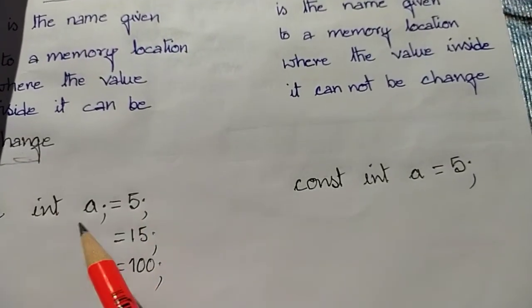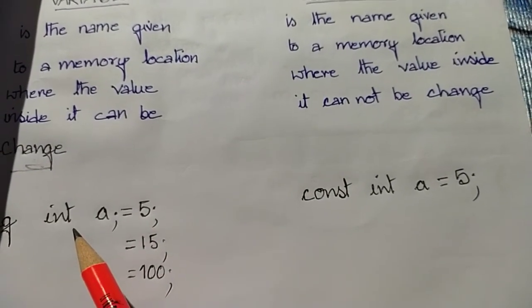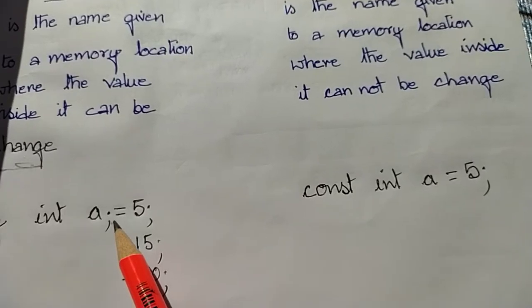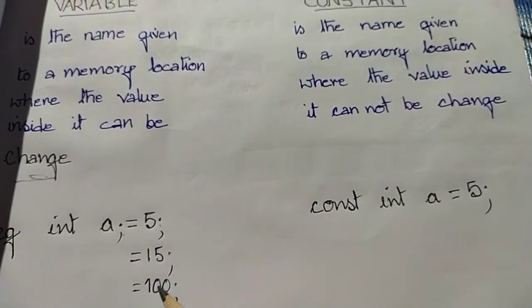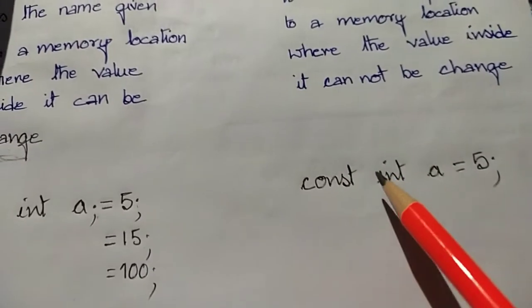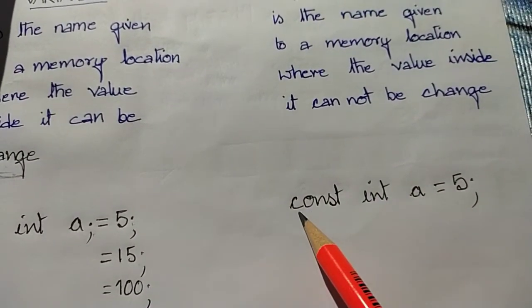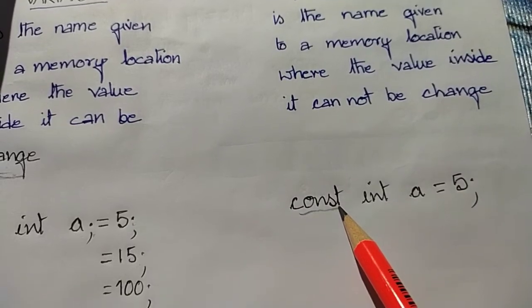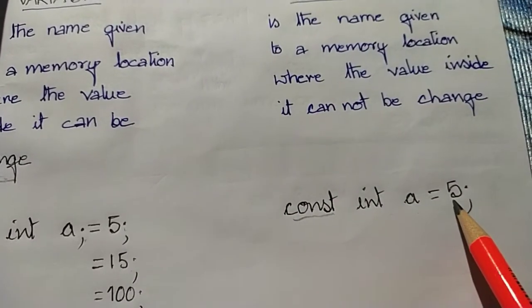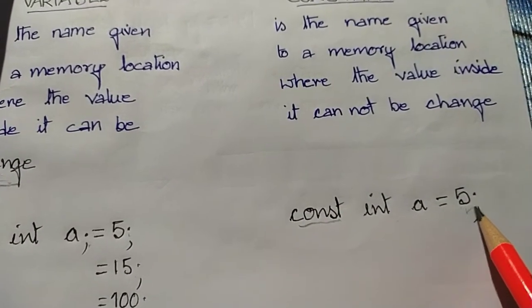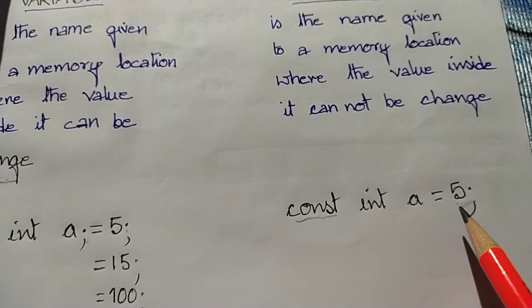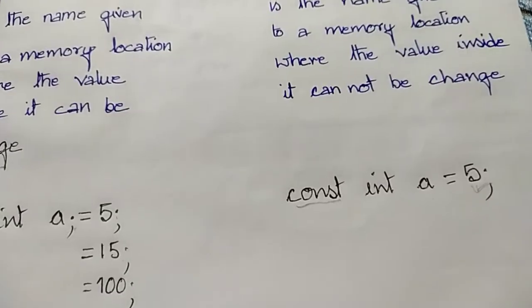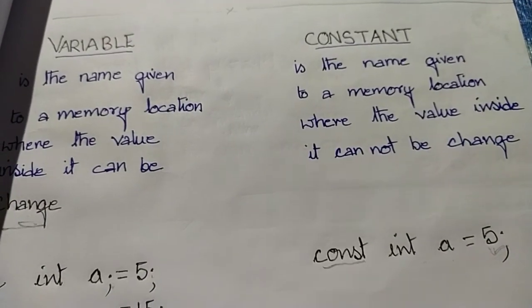And in the syntax, or in this example, I mentioned for A, the value of A you can input as 5, 15, 100, or any integer value. But for a constant, the moment you mention it will be a constant value, the value of A you assign is 5, and this value will remain 5 whenever you execute your program. So hope you understand what a constant is.